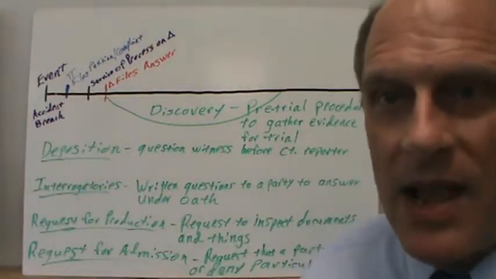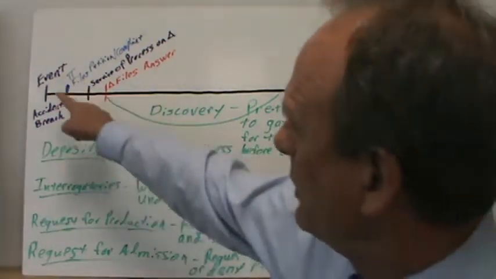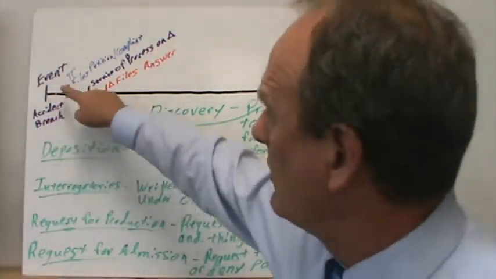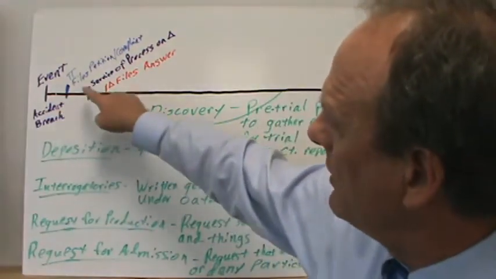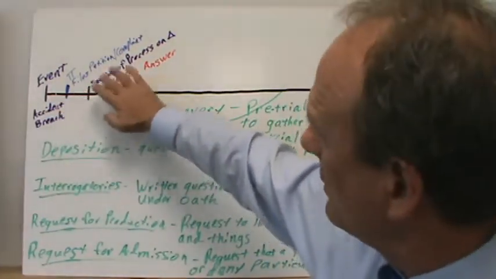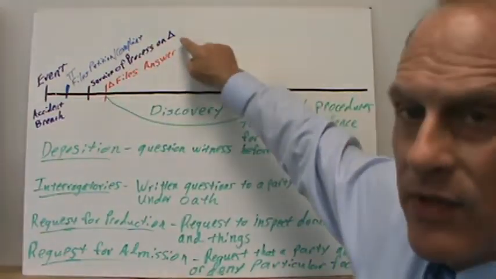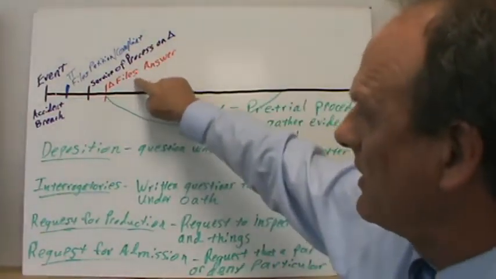Let's look at a timeline now of a lawsuit. I've put up here, we have an event which could be the breach of contract or an accident, followed by the plaintiff files a petition in court. The petition is served on the defendant, giving them notice, and then the defendant needs to file his answer.